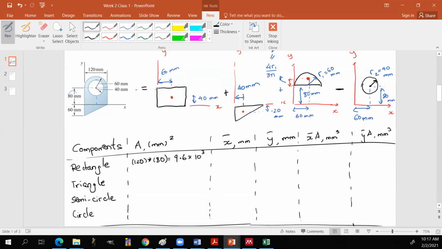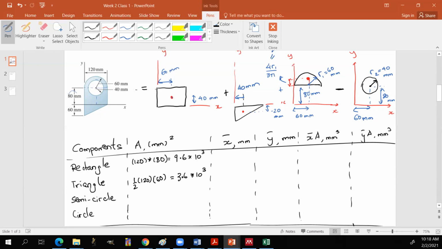All right, triangle is what? Half times base times height. The base is 60, height is 120, right? So it's going to be half times 120 times 60, right? Keeping everything in millimeters because we're finding the units are in millimeters squared. What does this come out to be equal to? 3.6 times 10 to the 3. Thank you. 3.6 times 10 to the 3.